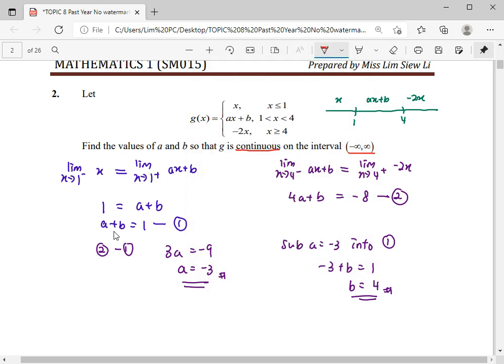Okay, so our concept is this: limit left hand side, limit right hand side. So build out the equation, then we solve the equation here to get both answers, a and b.